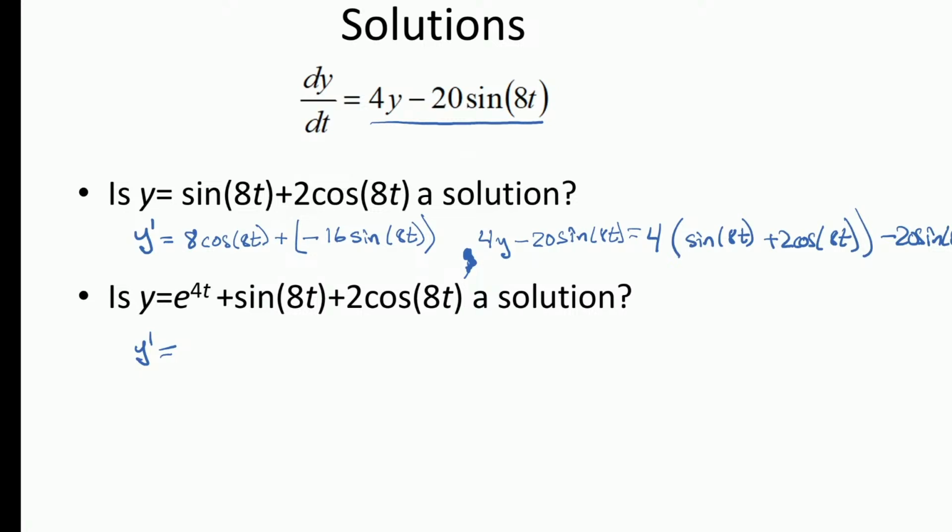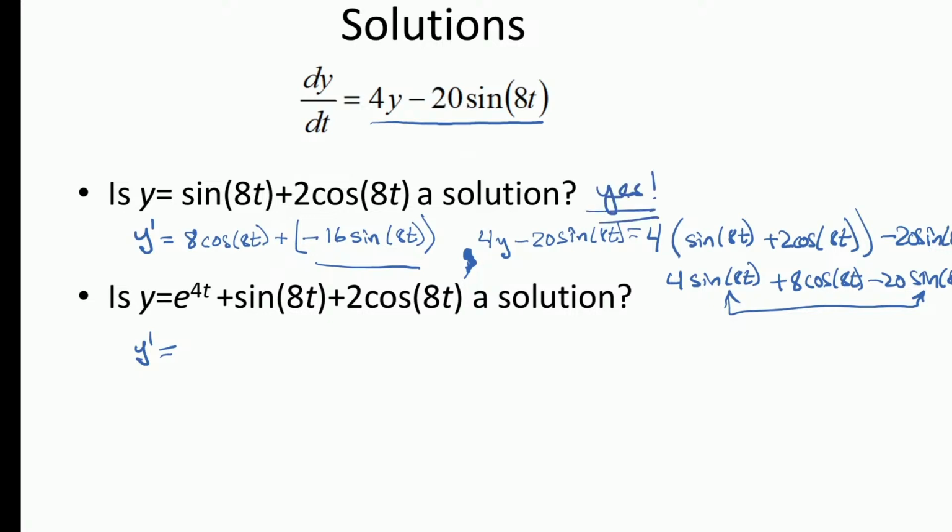Well, let's do it. So I've got 4 times the sine of 8t is, well, 4 sine of 8t. And then 8 cosine of 8t minus 20 sine of 8t. Wait a minute. If we combine these two, we get negative 16 sine of 8t, don't we? Doesn't this balance? It works. Oh, come on, it's more exciting than that. You should be happy. Yes. Okay, so that works out.